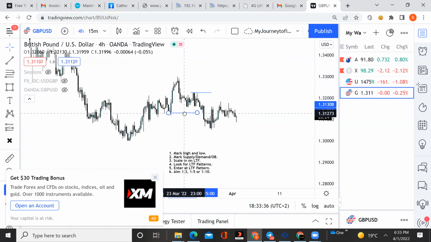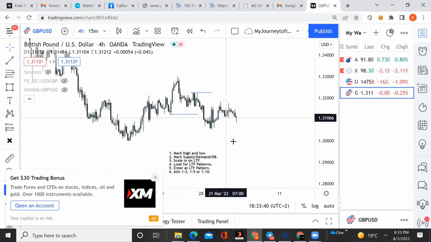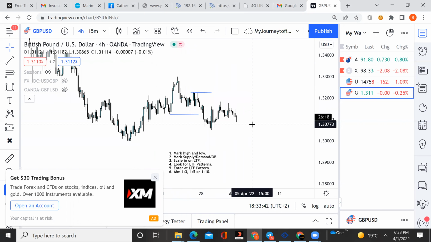So if you look at the high and low that I just marked, you'll see that the break of structure was to the downside. If that happens, we should then look for a sell opportunity. If it breaks to the upside, we should look for a buy opportunity.